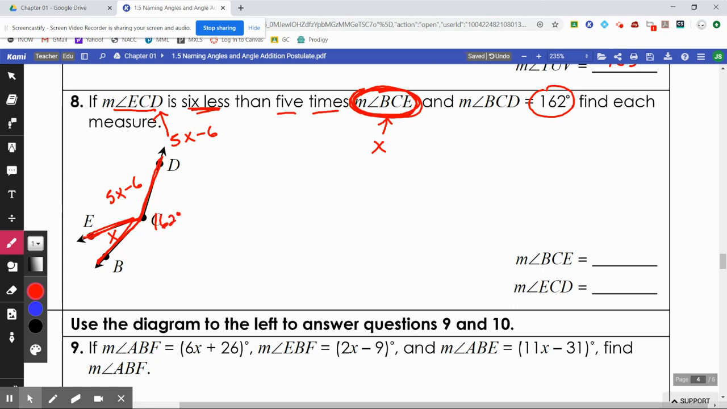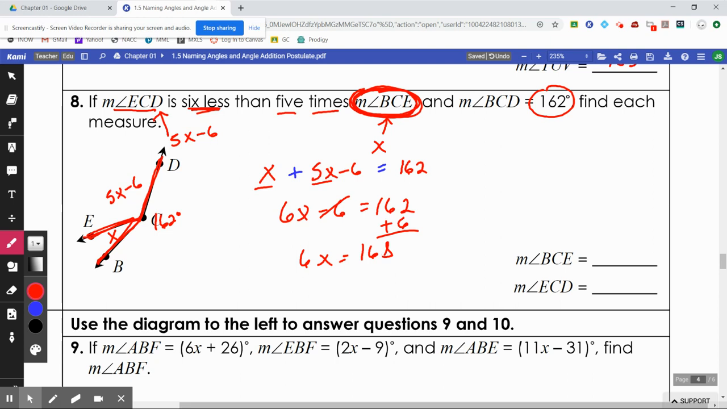Now it's just like the other problems. X and 5x minus 6 are my two angles. When I add them together, it will equal the whole angle, which we know now is 162. Basic equation, combine your x's. That'd be 6x minus 6 is 162. Get your x's on one side and non-x's on the other side. 6x has to be 168. Last step, divide by 6, and you find out that x is going to be 26. So now, let's plug in that for all of our x's.